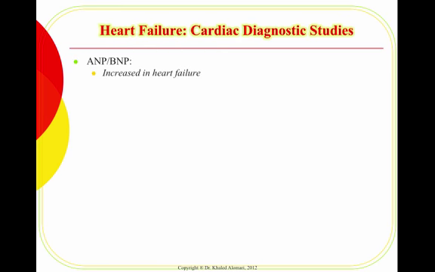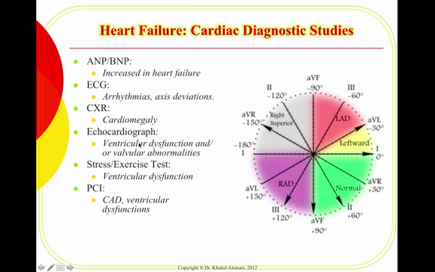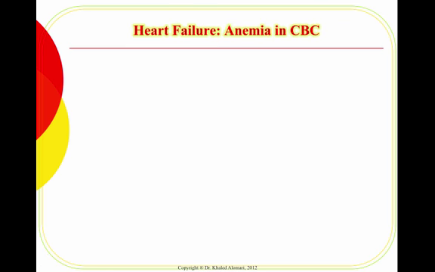The other one, ECG, we may see cardiac arrhythmia again, or axis deviation as a result of increase in the size of the ventricles. Chest X-ray, you may see cardiomegaly, see the heart is big or getting bigger. Echocardiogram, again, you can see if there's any abnormalities in the blood in the ventricles, and so on.